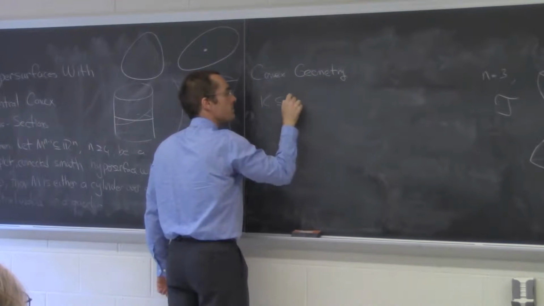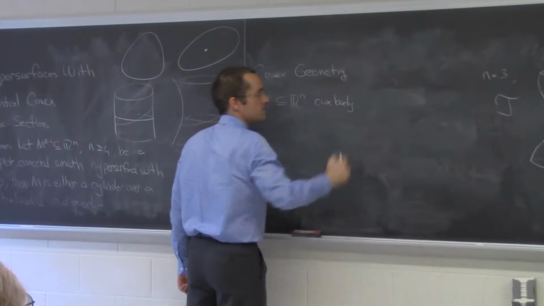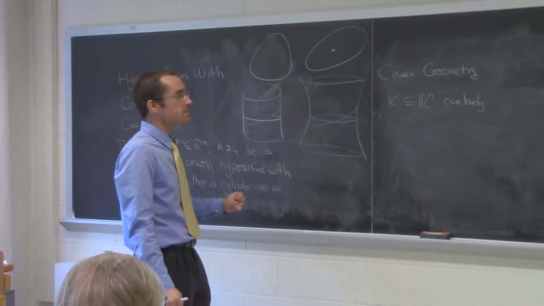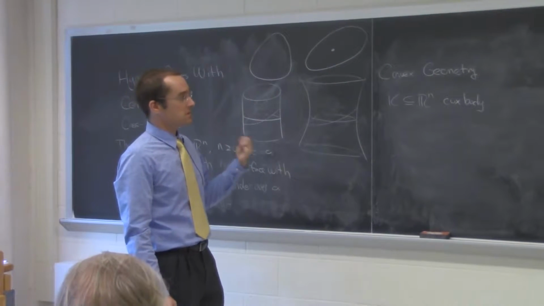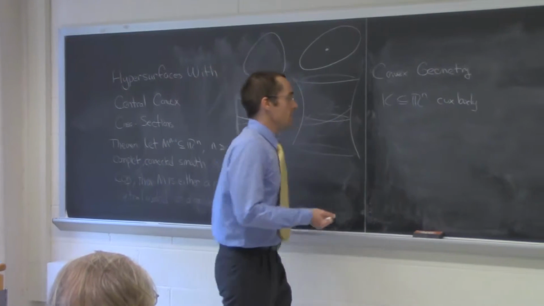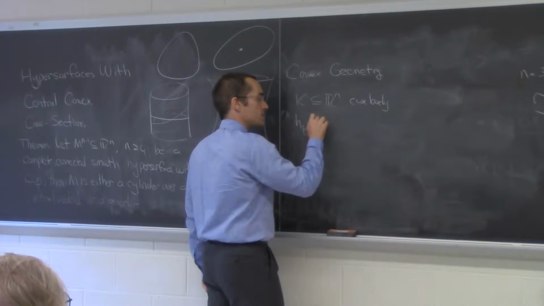A convex body for me is just any non-empty compact convex set. I always denote it as K. I don't assume it has interior points. When it has an interior point, it's full dimensional. And so if I have a convex body, I can define a support function.